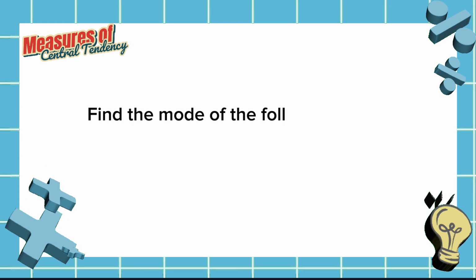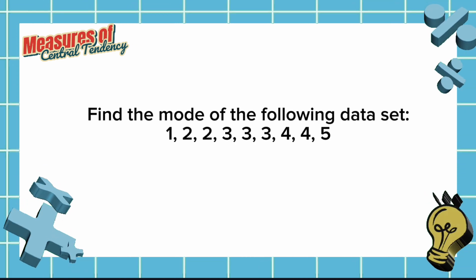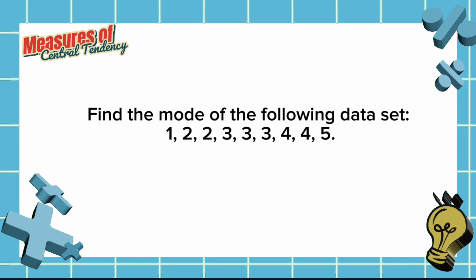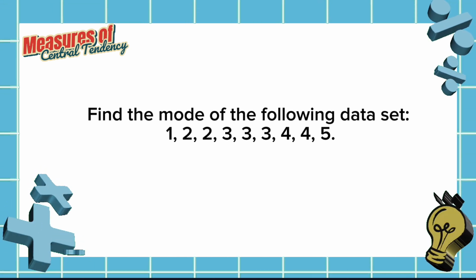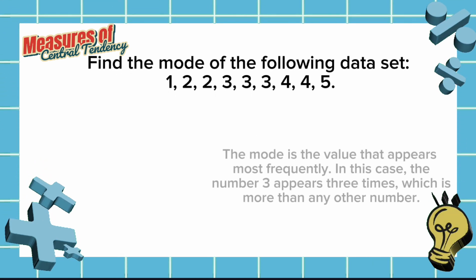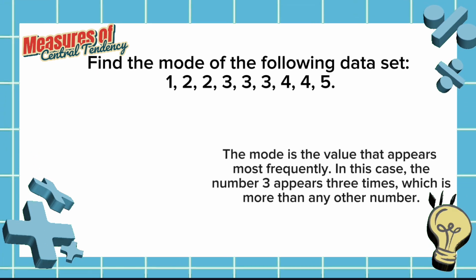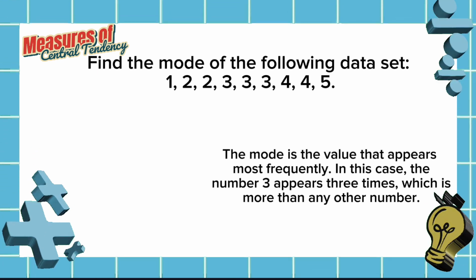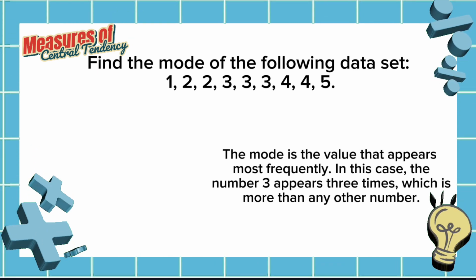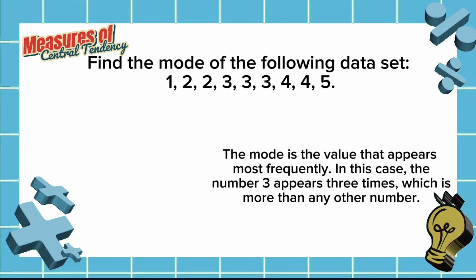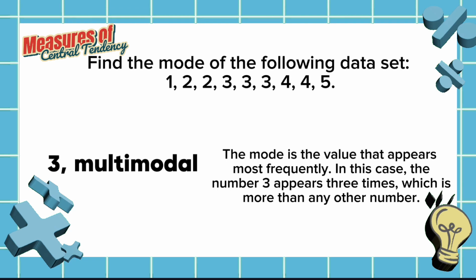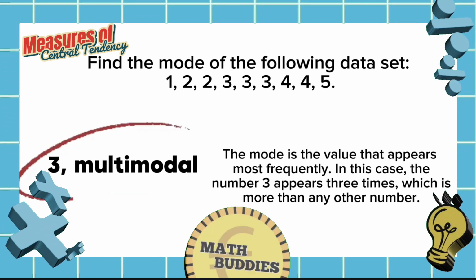Find the mode of the following dataset: 1, 2, 2, 3, 3, 3, 4, 4, 5. The mode is the value that appears most frequently. In this case, the number 3 appears 3 times, which is more than any other number. Therefore, the mode is 3.